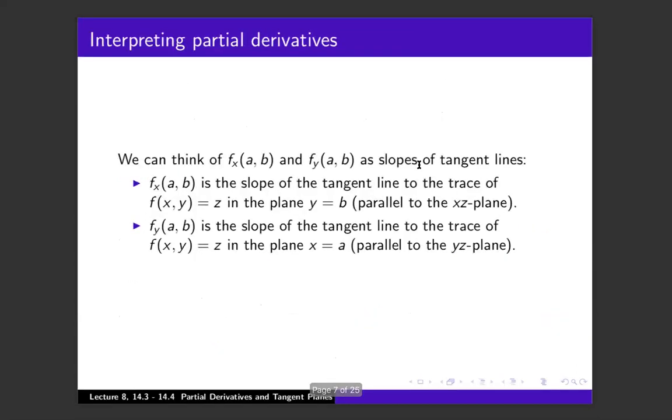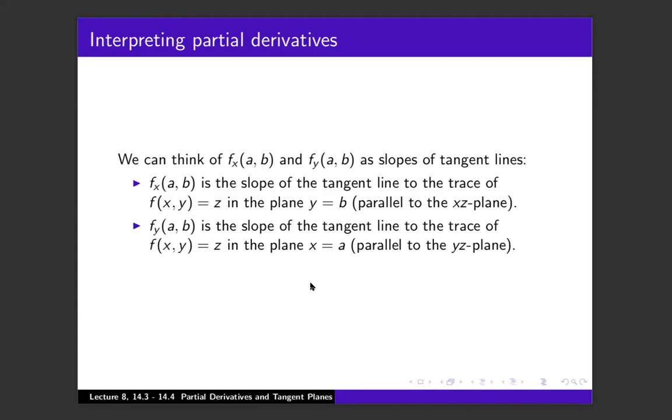All right, so what exactly are these things? Well, you can think about f sub x (a, b) and f sub y (a, b) as slopes of a tangent line. What tangent line? Well, specifically we mean that f sub x (a, b) is the slope of the tangent line to the trace of the surface f(x,y) equals z, in the plane y equals b. Now, that's a lot of words, but we can unpack what that means.